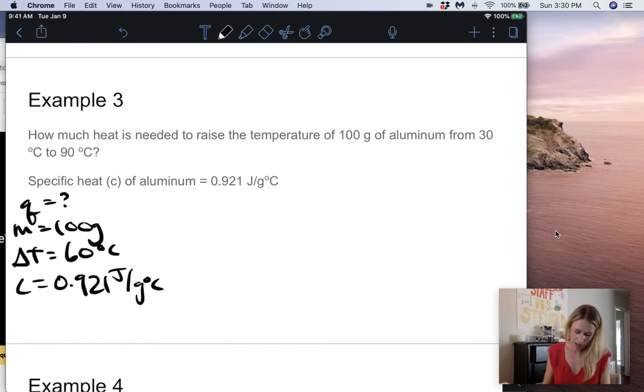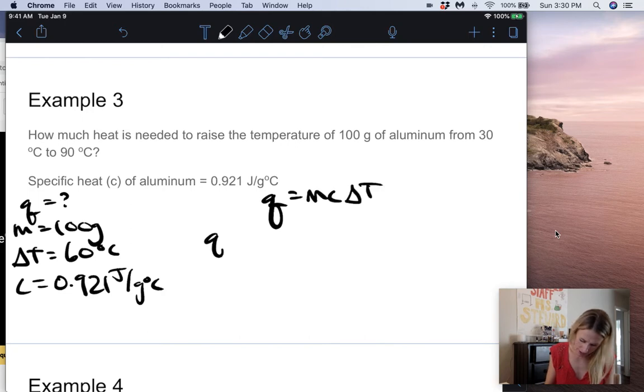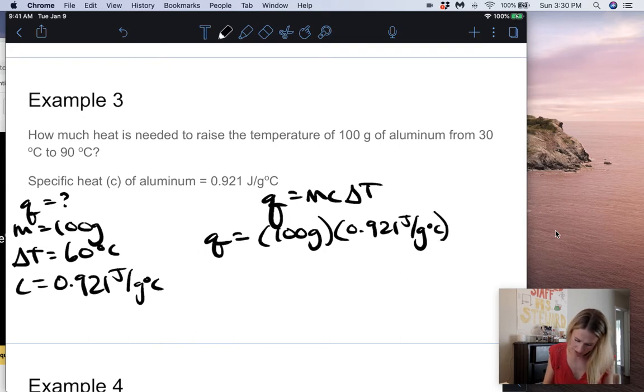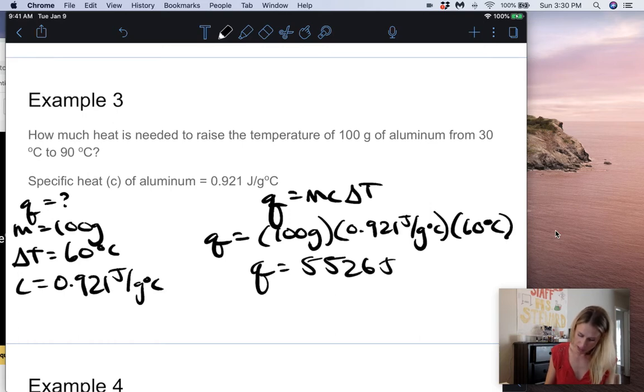So again, heat, Q is equal to MC delta T. Q is equal to 100 grams times C, our specific heat, of 0.921 joules per gram degree Celsius. And then our change in temperature is, again, 60 degrees Celsius. So we get 100 times 0.921 times 60, which ends up being 5,526 joules.